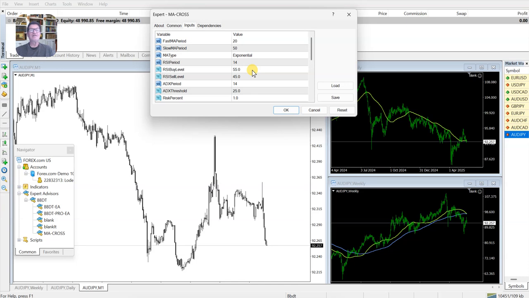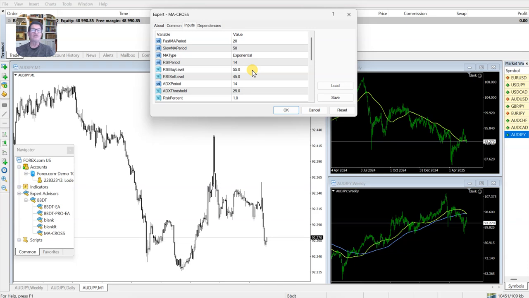That means that until the RSI crosses above 55, we will not even consider a potential buy position. And if the RSI doesn't cross below the 45 sell level, we will not even consider a sell position. Of course, this all comes combined with everything else that we're using on the chart, being also the ADX as well as the moving averages.